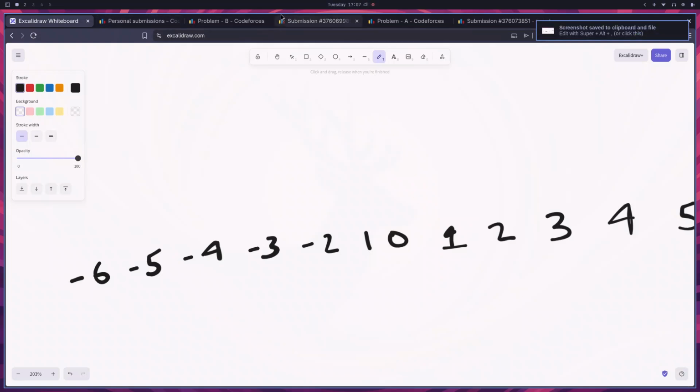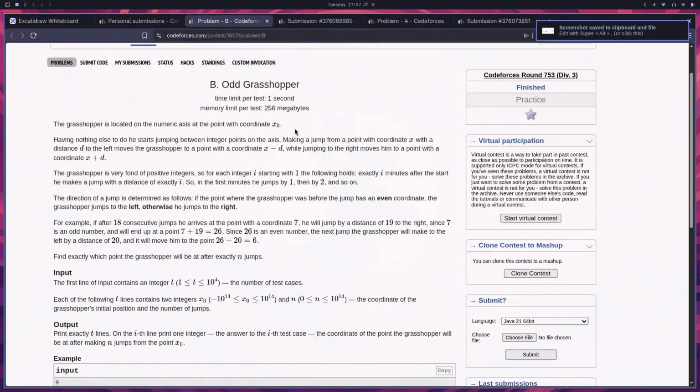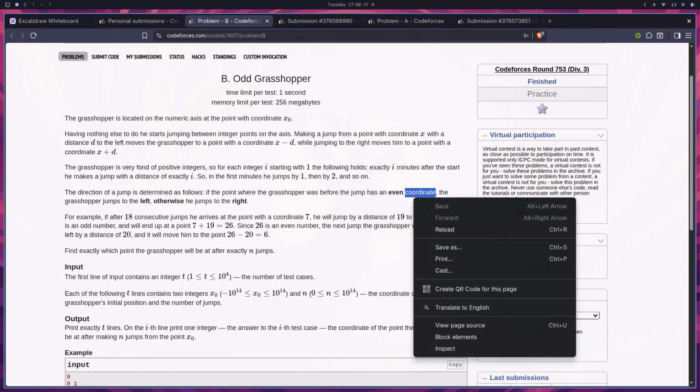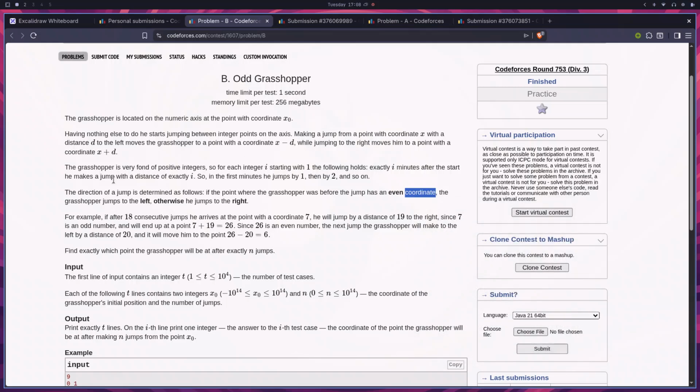Okay, so we are solving the next question. You can read it. This question states that initially a grasshopper is present at a coordinate x. From there, he performs a series of jumps. In each jump, if he is present at an even coordinate, the next jump will be towards the left.